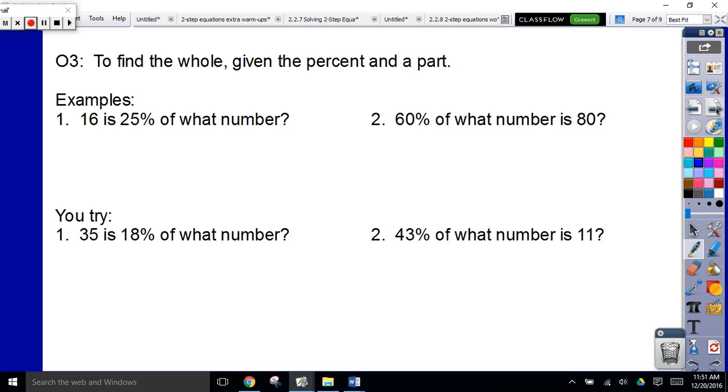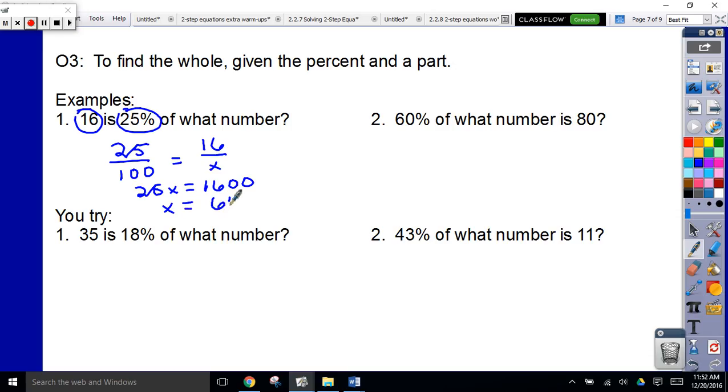Okay, last one is finding the whole if we're given the percent and a part. So we have 16 is, so we know that this is the part. We have the percent. What we don't know in this case is the whole. So how do you think you would set up this proportion? Megan? Good. 16 over x. Our part is on top, our whole that we don't know is on the bottom. So cross multiplying, we get 25x equals 1600. Dividing both sides by 25 gives us x equals 64.